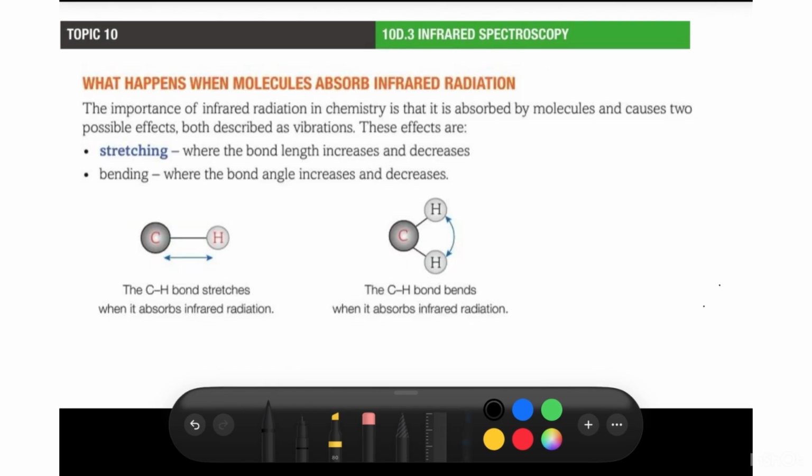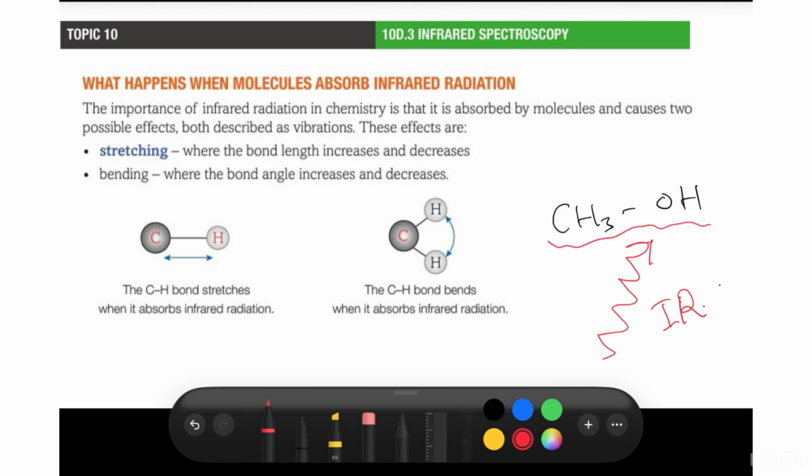Now, if you have a molecule, let's say you have CH3 and OH, and suppose this molecule here is irradiated with an IR radiation. What happened to this molecule? What happened to the bonds? Just keep in mind, the IR radiation is not that strong radiation. If the molecule is irradiated by IR, the molecule won't start to fracture, won't start to break, but instead of that, it will start to vibrate.